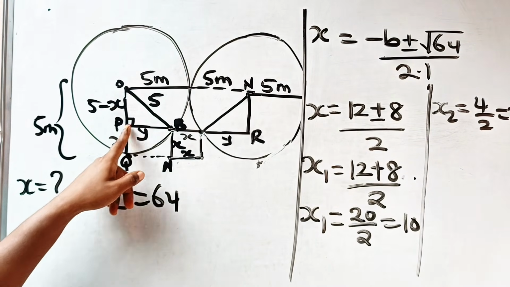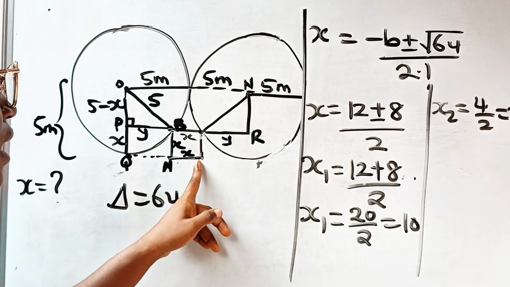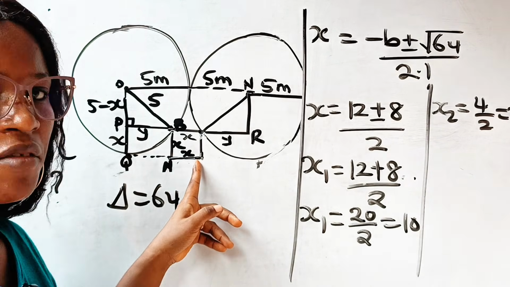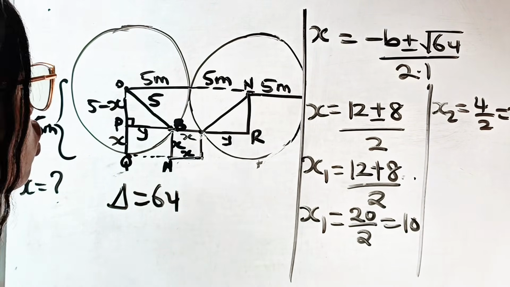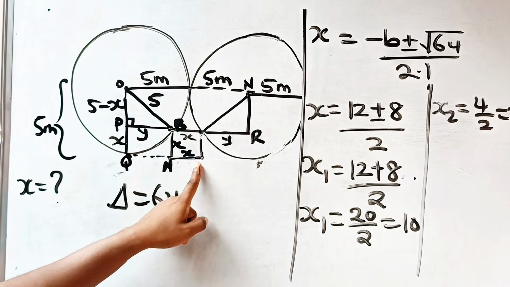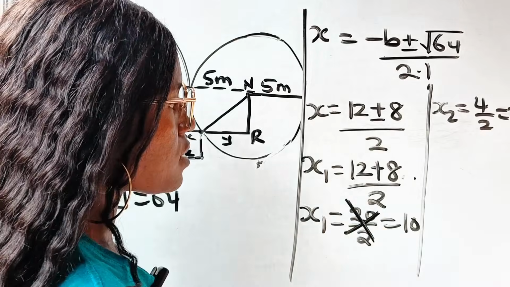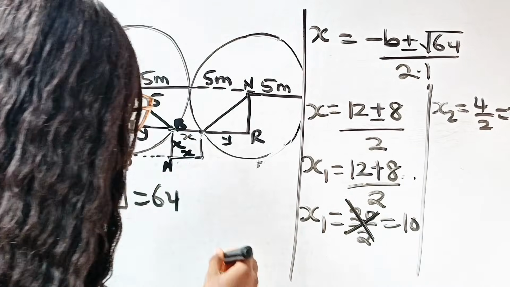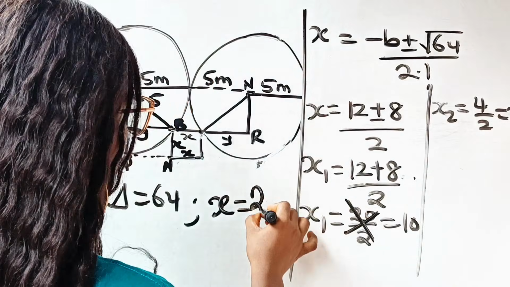If the length from here to here is 5, then this length from here to here cannot be more than 5. It's not possible. That means this is actually too big. Remember that from here to here alone is 10. So how come from here to here will also be equal to 10? So it's not possible that our x is this. The only possibility is that x is equal to 2 units.